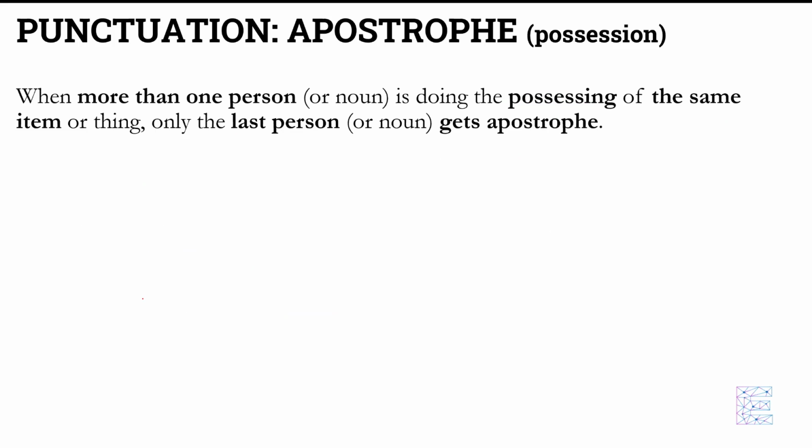Next, we'll talk about the same apostrophe with possession, but this time we want to look at two scenarios. What if two people are owning the same item? So let's have a look. When more than one person or noun is doing the possessing of the same item or thing, if two people are doing the same action or owning something, sharing something, in other words, only the last person, the second person, gets the apostrophe. Here's an example.